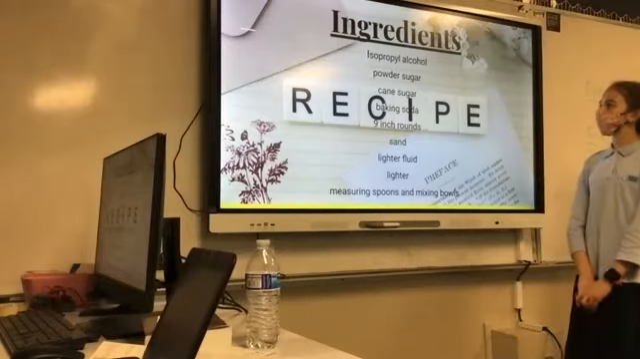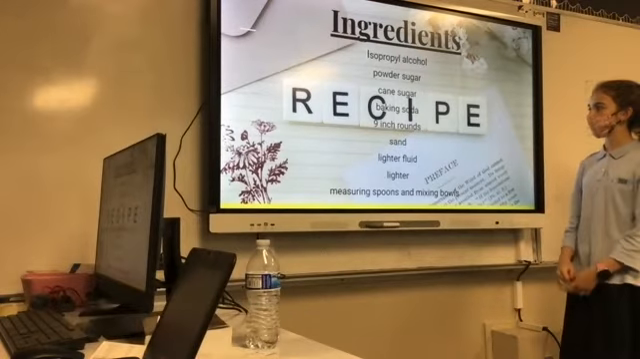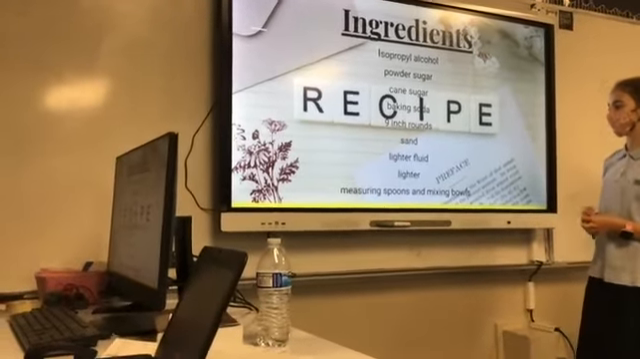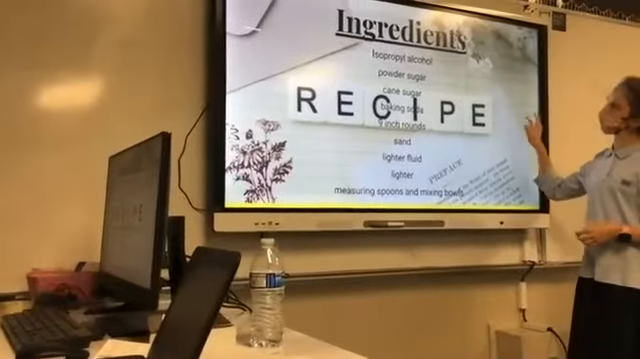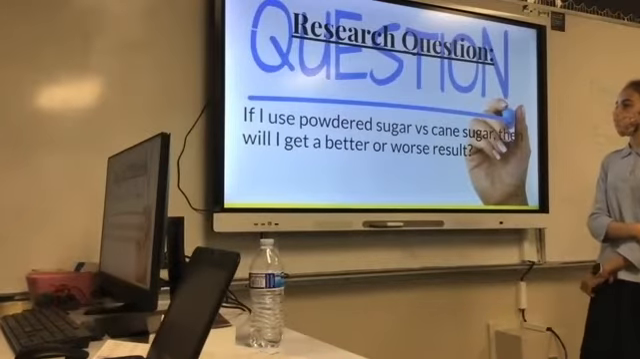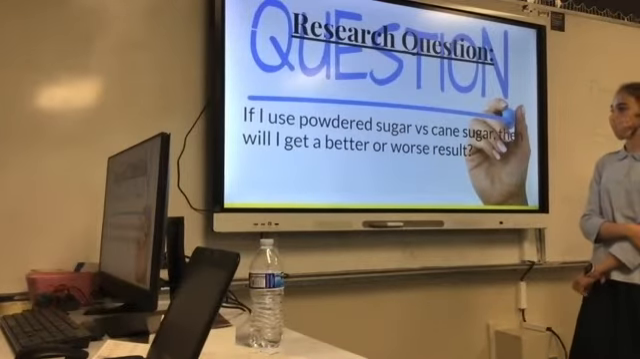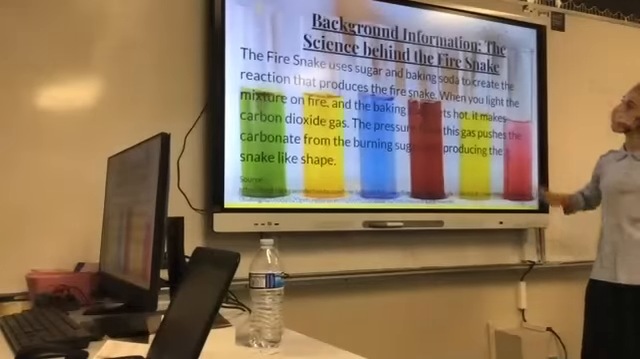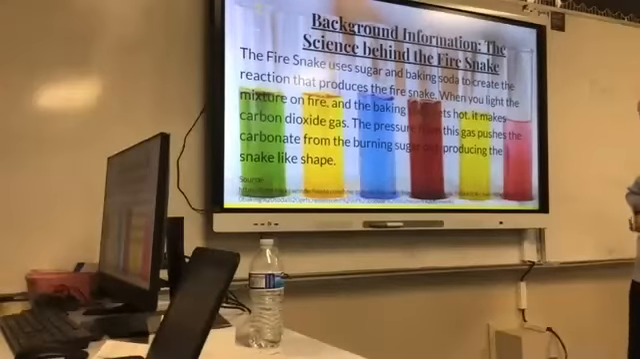Fire snake. The ingredients are isopropyl alcohol, powdered sugar, cane sugar, baking soda, 9-inch rounds, sand, lighter fluid, lighter, and measuring spoons and mixing bowls. My research question was, if I use powdered sugar versus cane sugar, then will I get a better or worse result? Background information, the science of fire snake.